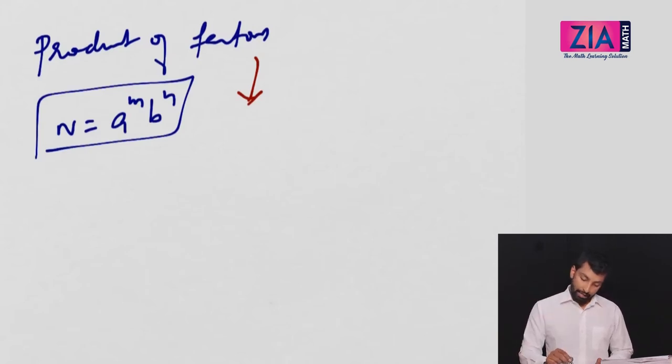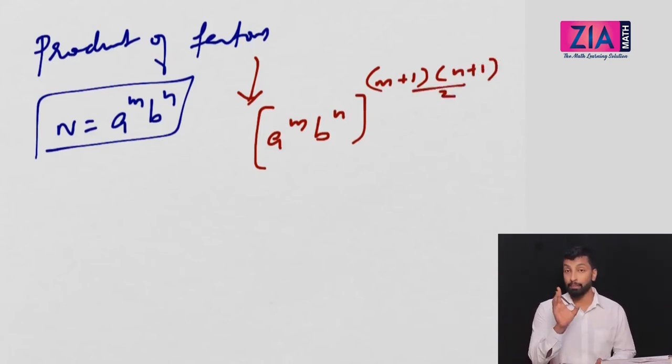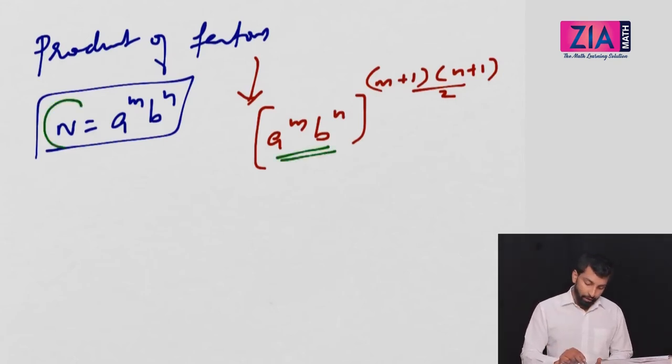Okay, the formula is actually this: (a^m · b^n) raised to (m+1)(n+1)/2. Let's simplify. This is actually the formula. Let's simplify, then it will become very simple for you. What is this a^m · b^n? We know this is N. So you just write the number.